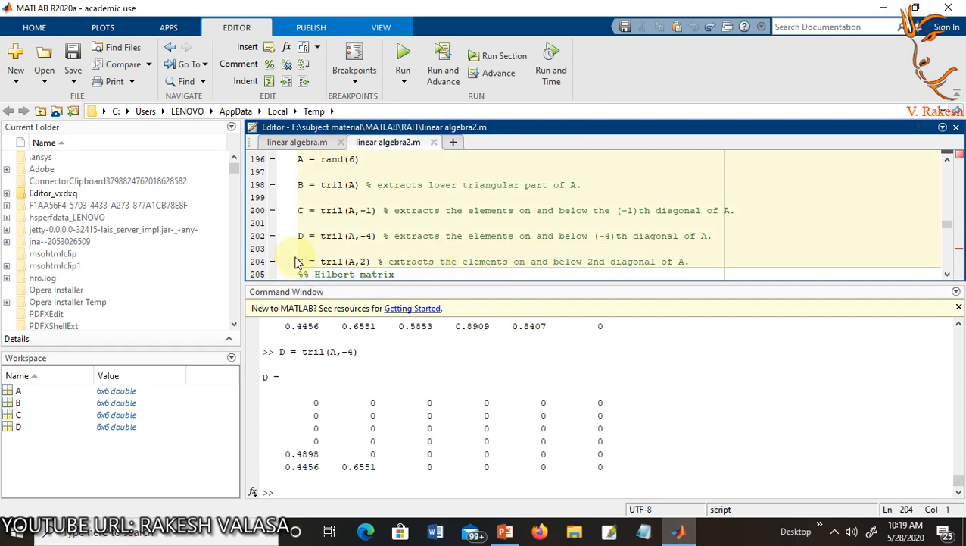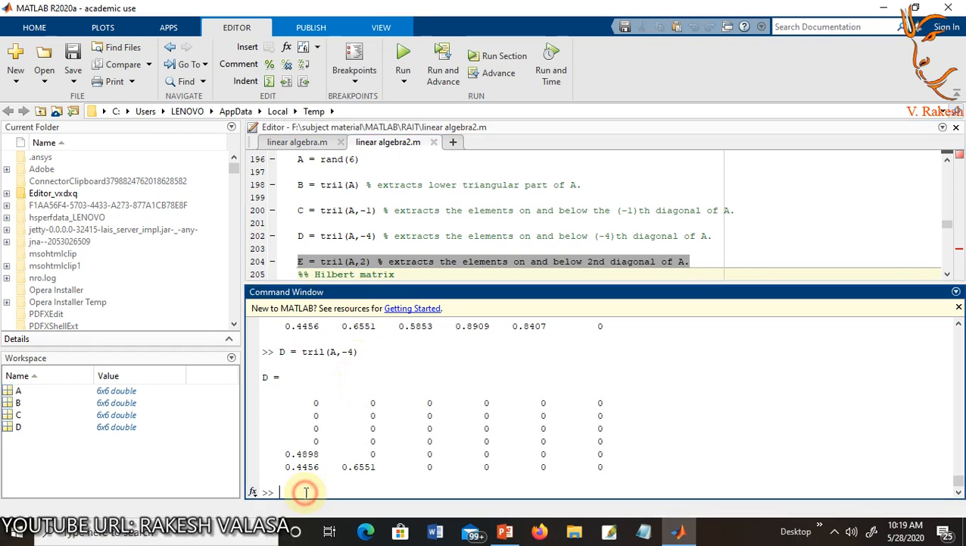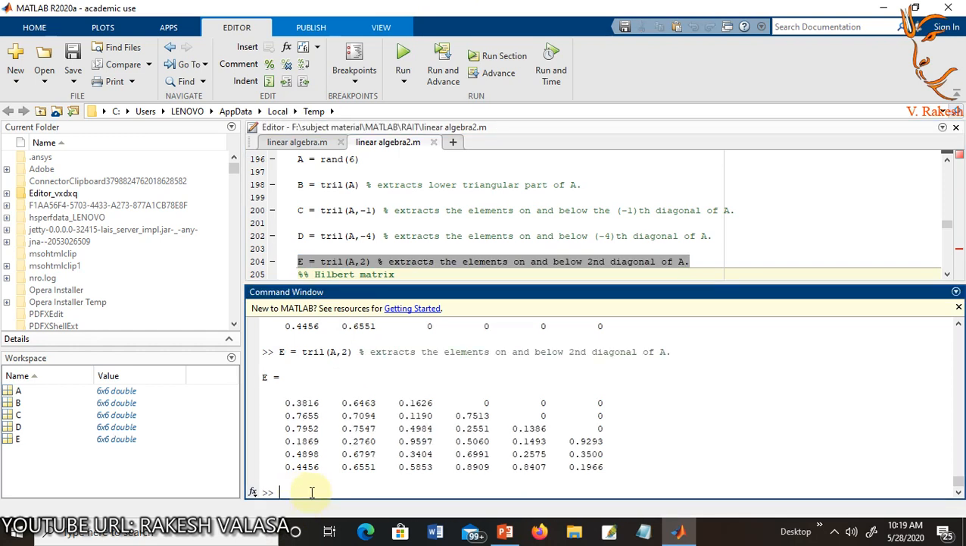Now I am taking another example. E equal to tril of A comma 2. This means extract the elements on and below the second diagonal of A. This is the main diagonal, first diagonal, second diagonal. Extract the elements on and below the second diagonal of A. Above the second diagonal of A are zeros.